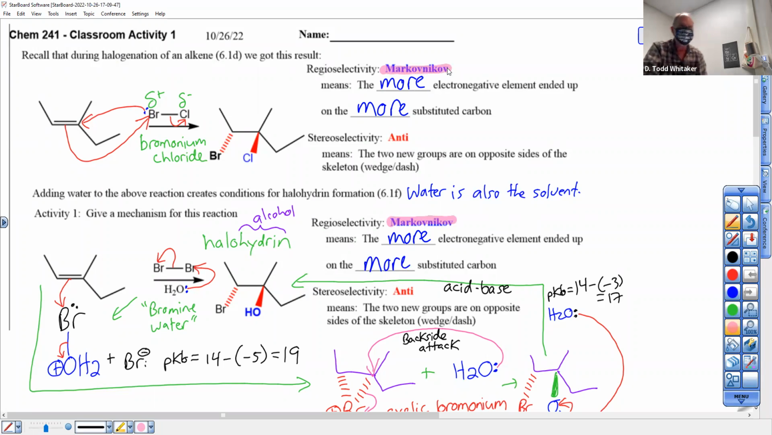Markovnikov regioselectivity. Good word, regioselectivity. Which region of the alkene was selected for by each element? Yeah, that's it. And when it's Markovnikov, more and more. We'll see anti-Markovnikov at the end of today for the first time.